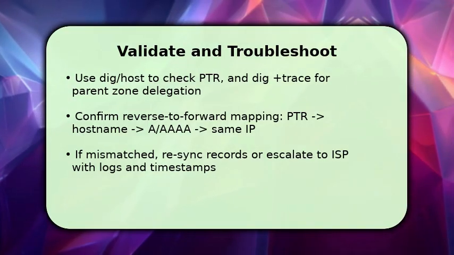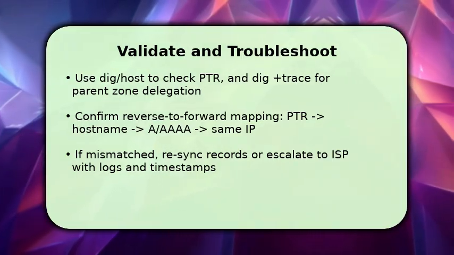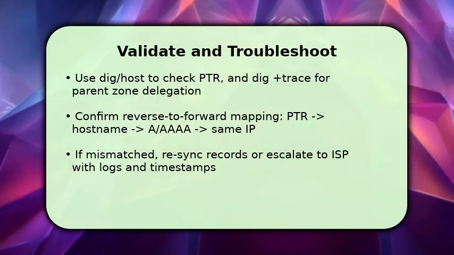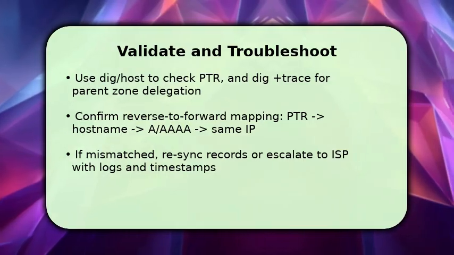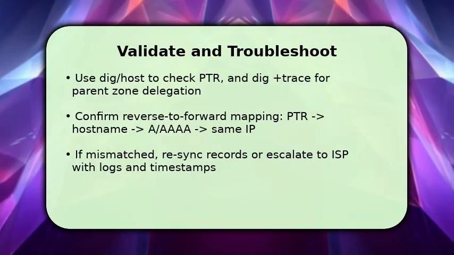If something goes wrong, collect your dig outputs, timestamps, and the parent zone's NS records, then contact your ISP or registrar, escalate with this evidence. This troubleshooting step usually resolves delegation or caching mismatches quickly.